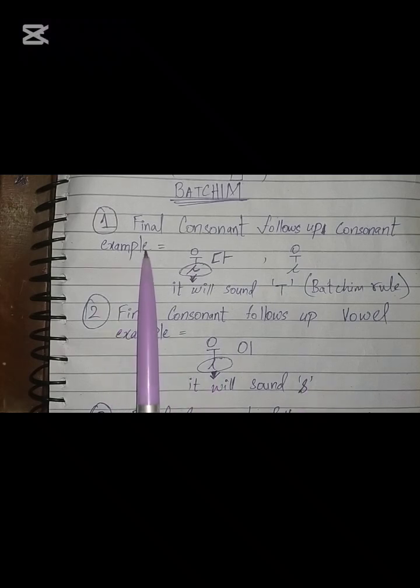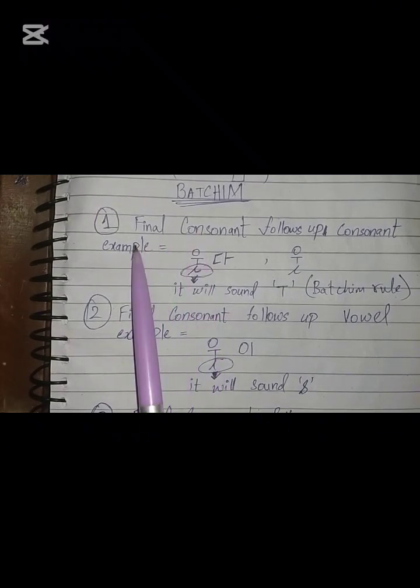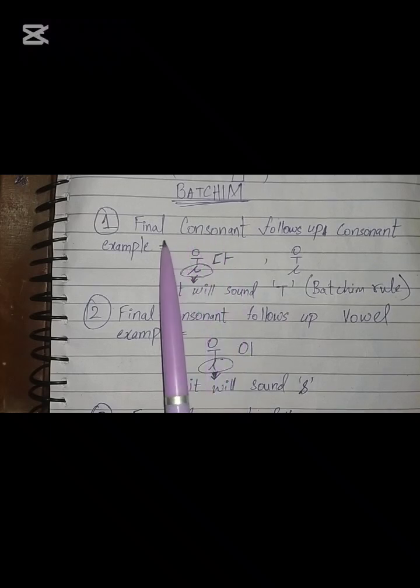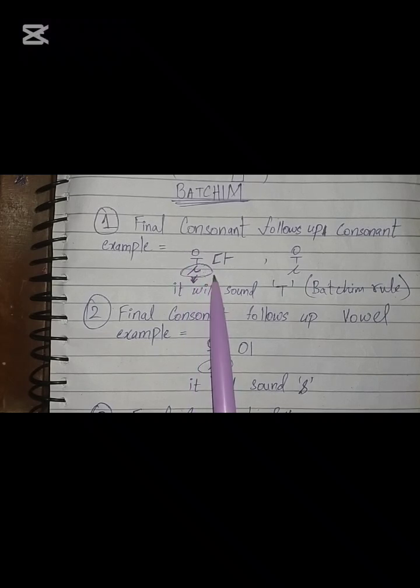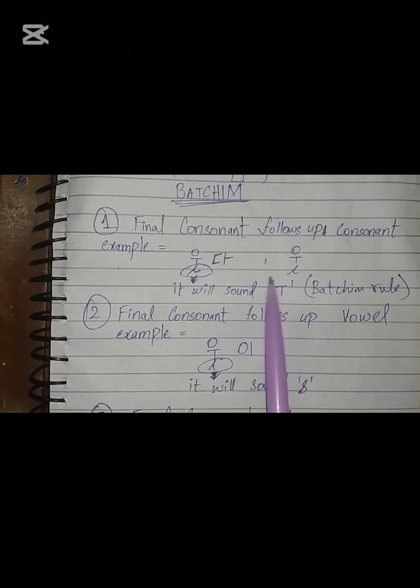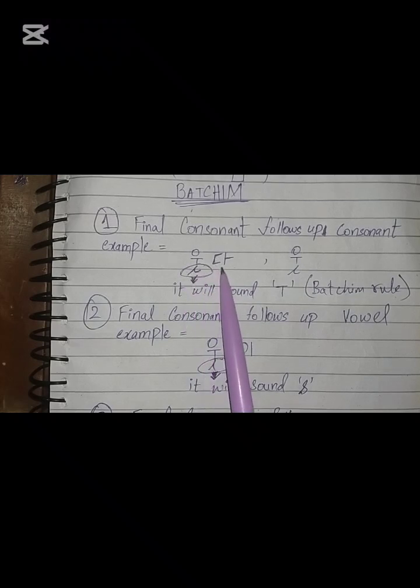The first most important rule is this: whenever we have a final consonant, like this one, the final consonant in this syllable, this is S. Basically it sounds as S, right? But whenever it is in Batchim, it sounds as T. We know this, right? But now the next syllable's first consonant is this one, which is basically D, right?